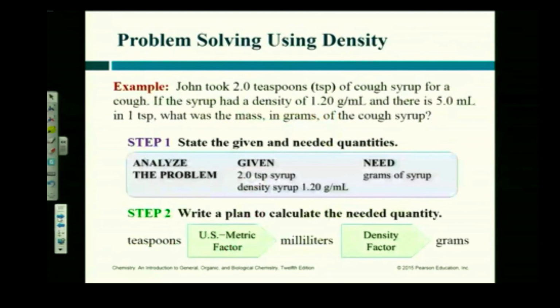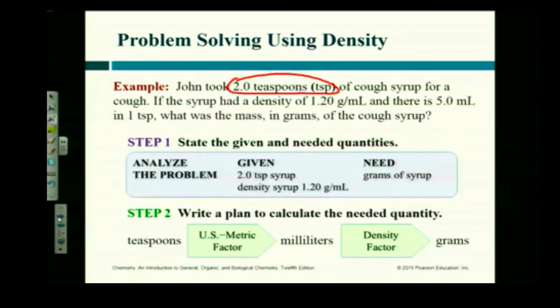Here's a problem applying density now. So now we already know density. Can we apply density? Let's look at this problem. Let's circle the things that are important here as you read it. John took 2.0 teaspoons. You think that might be important? Yeah. It's a number. Let's circle it. Does it matter that it's cough syrup? Well, maybe if you're his mama, but to me it doesn't matter.